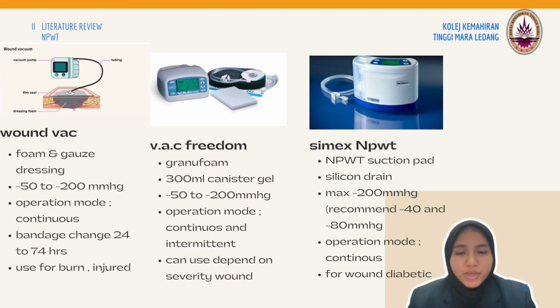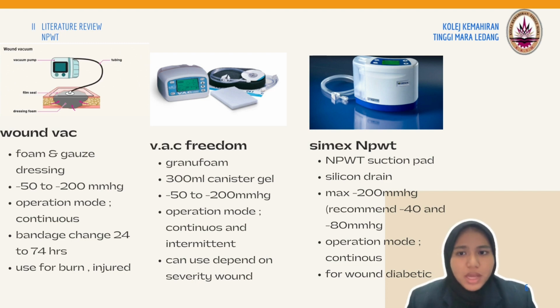So this is the past project. First, Wound Vac. Wound Vac uses foam and gauze dressing. The pressure that the device applies is negative 15 to negative 200 mmHg. Operation mode is continuous. The bandage is changed every 24 to 74 hours. This device is suitable for burns and injuries.